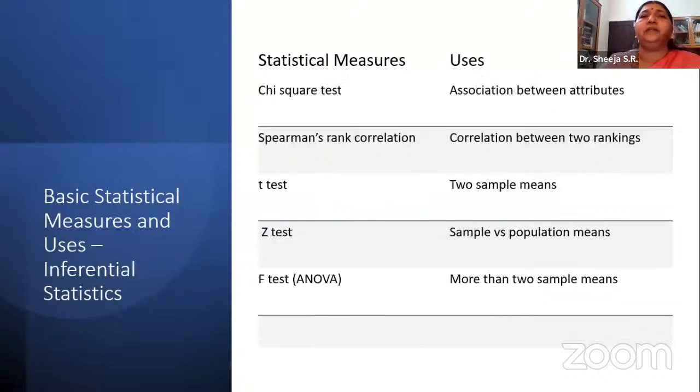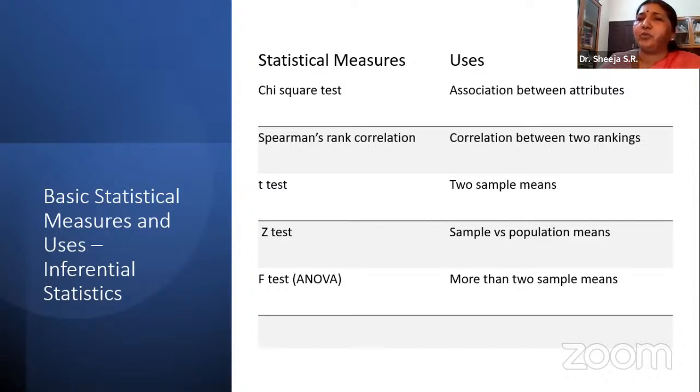Then these are some other statistical measures. These are the important tools which are used in the case of inferential statistics. Chi-square test. We always use chi-square test for examining the association between attributes. I think you have a separate session for hypothesis formulation and testing of hypothesis. Then you will understand that chi-square test is used for association between attributes.